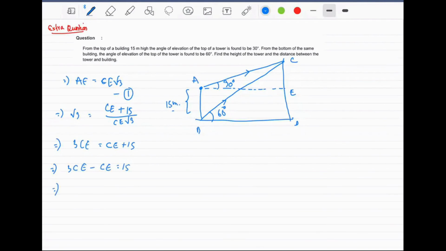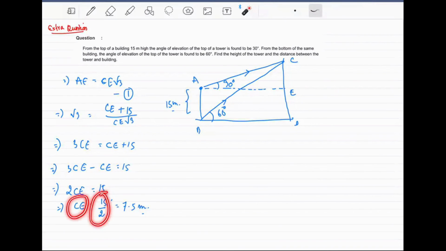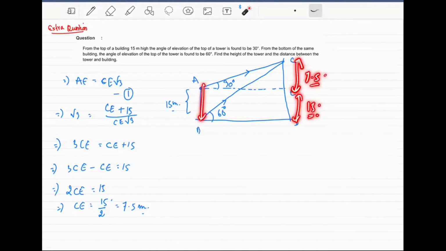And look, if I want to find out the CE, this 3 CE minus CE is how much? It's 2 CE, isn't it? So 2 CE is equal to 15. CE is equal to how much? 15 divided by 2. CE is 15 by 2, which is 7.5. CE is this part right here, isn't it? This is 7.5. And this part is how much? This part is 15, as you can see from this side right here.